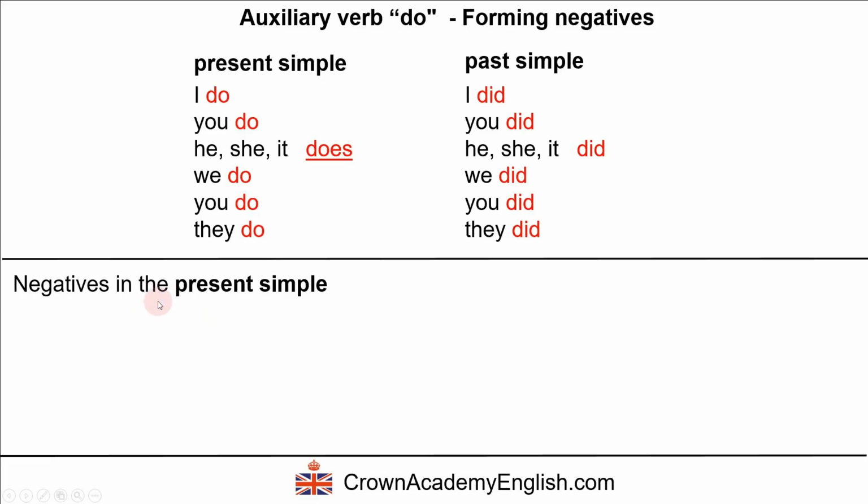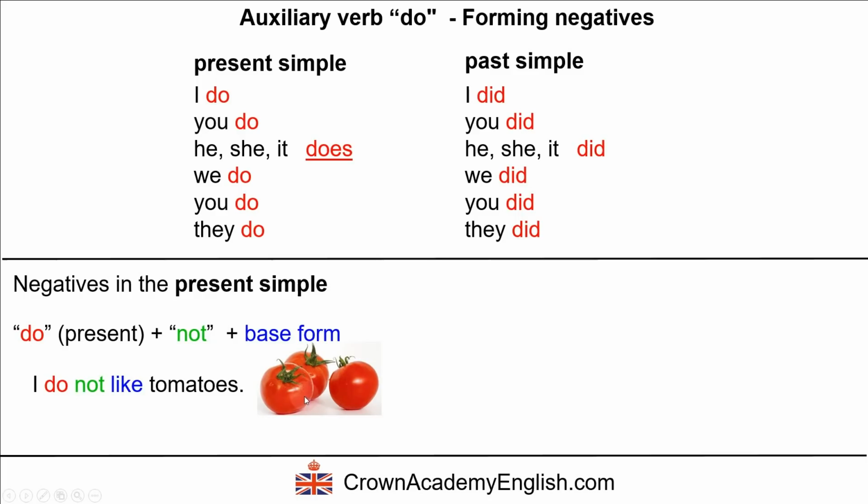So negatives in the present simple. The form is the present form of do, followed by not, and followed by the base form of the main verb. I do not like tomatoes. Auxiliary verb, not, and the main verb in the base form. Mark does not work in London. So here we have an example of the auxiliary verb do in the third person singular present simple.